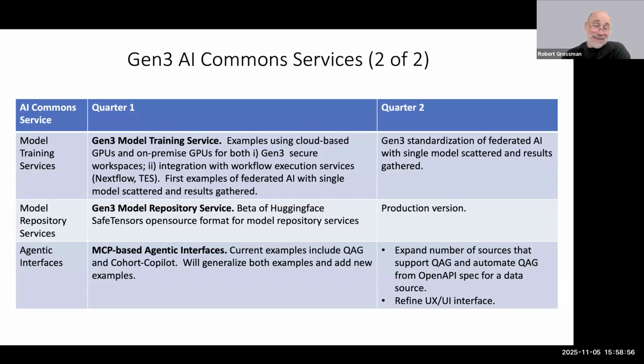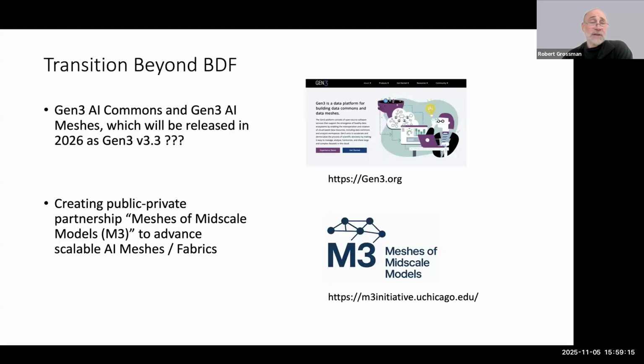There are lots and lots of agentic kinds of interfaces. We'll start with QUAG. We'll create things so that the community could do their own things. We'll have a Cohort Copilot, and that's about it. I'm not going to talk about meshes and federated distributed. We have to decide, when we release this, is it 3.3?